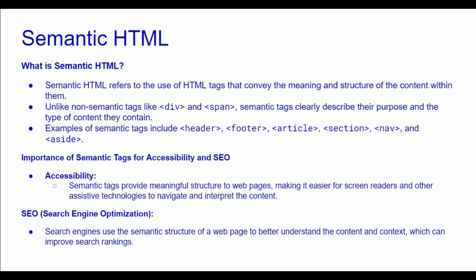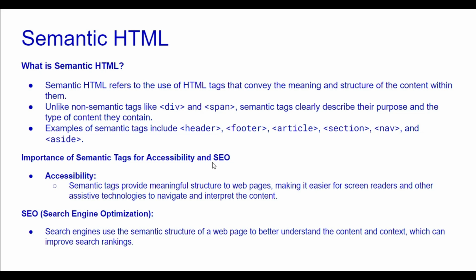Importance of semantic tags for accessibility and SEO. In terms of accessibility, semantic tags provide meaningful structure to web pages, making it easier for screen readers and other assistive technologies to navigate and interpret the content. So it improves the user experience for people with disabilities, ensuring that everyone can have access and understand the content efficiently.